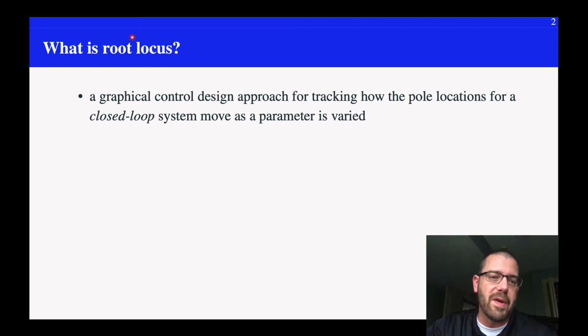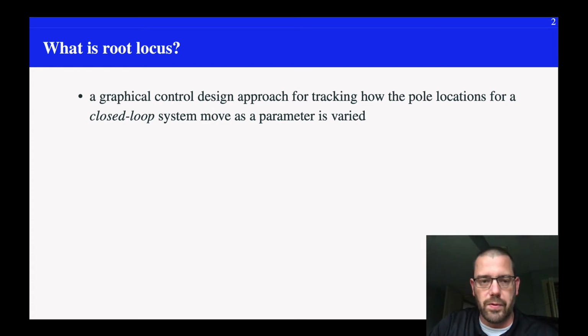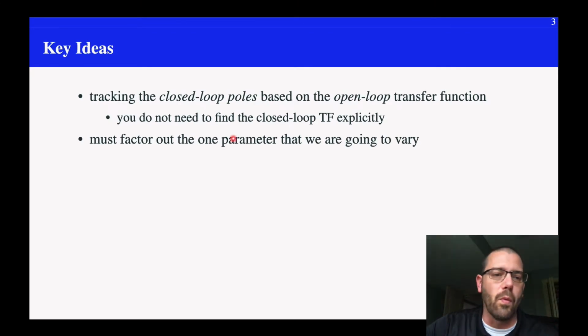Locus is a mathematical term talking about showing a collection of things. So these are branches that show a collection of all of the closed loop poles. So what we're doing is tracking the closed loop poles, and that's key. These are the poles of the closed loop system based on the open loop transfer function, which is also key. We never have to find the closed loop transfer function explicitly. We're doing this based on the open loop transfer function. And in order to do this, we are going to need to factor out whatever one parameter we want to vary.